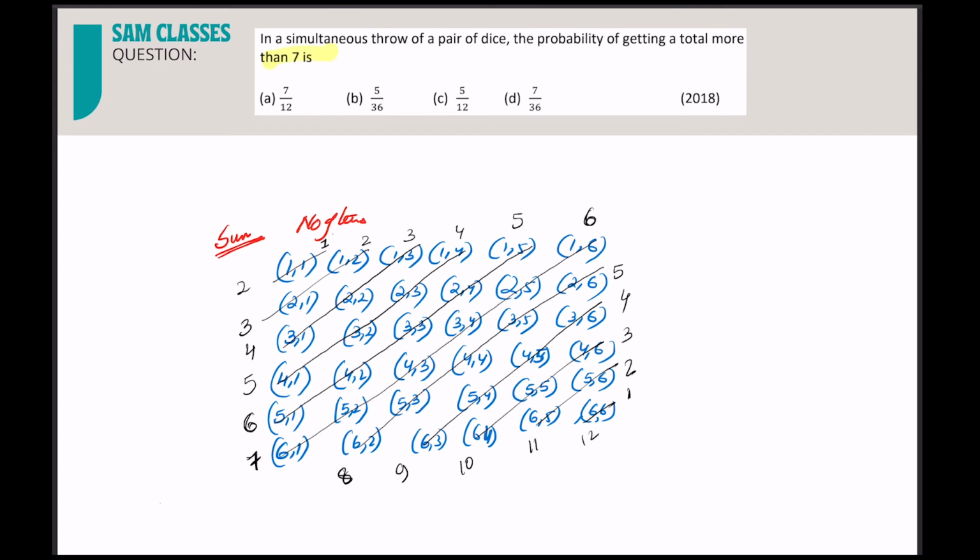So more than 7 means what? This part. So what is this part? 8 we have 5 ways. This part is 8. 5, 4, 3, 2, 1 is 15 in total. So 15 by 36. Directly you can do 15 by 36. So this is equal to 5 by 12. So very simple.